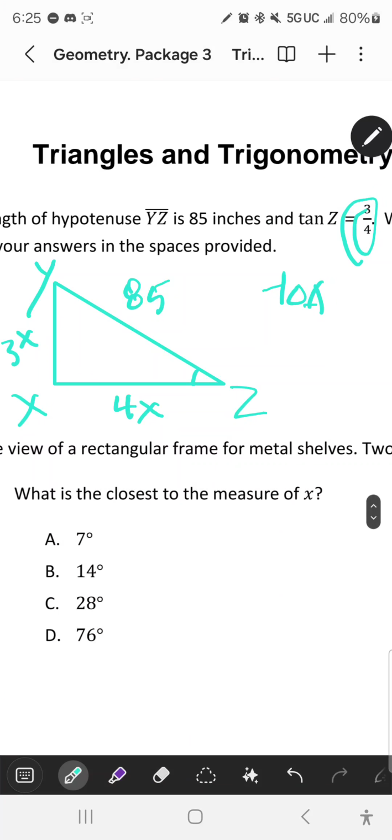opposite over adjacent. And so I know this is the opposite, so this is going to be 3x, or 3 something. And then the adjacent here is going to be the 4. Now I can use my other trigonometric values, for example, actually, there's an easier way to do it.